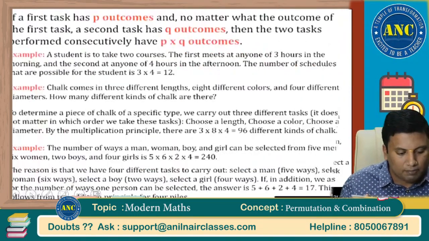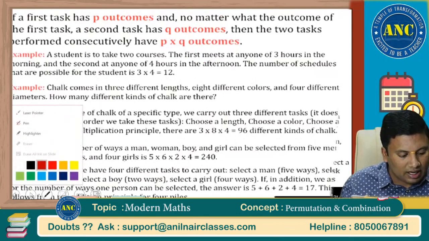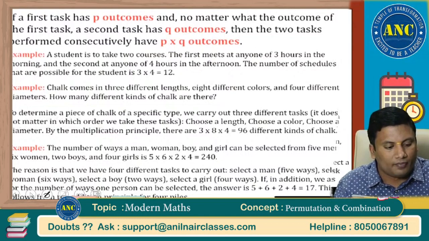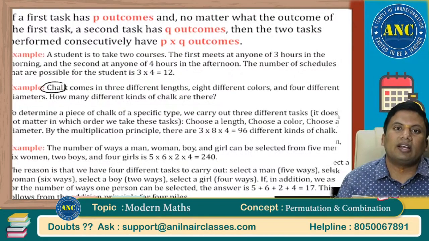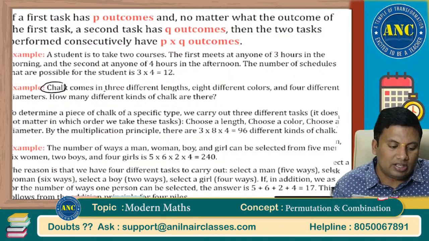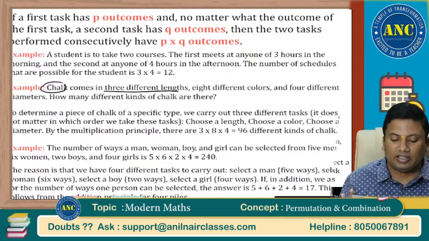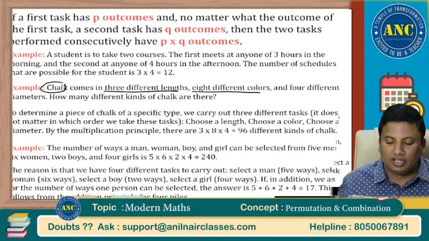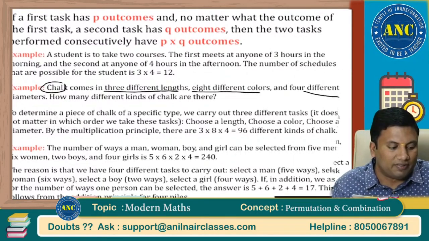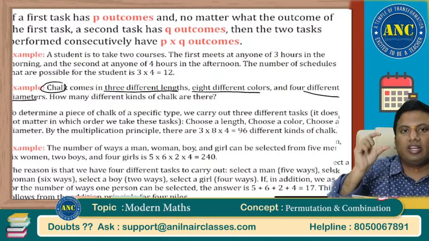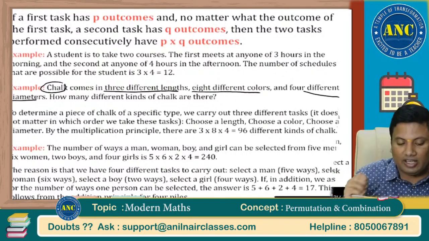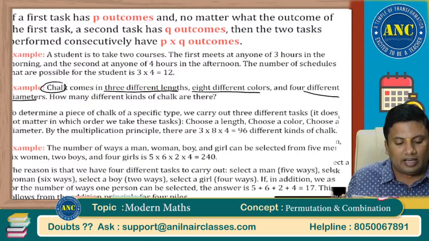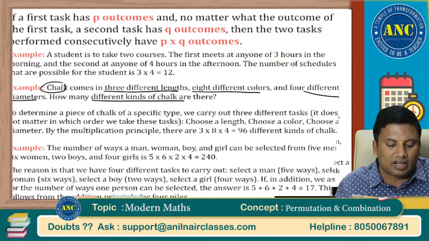Now this is one classical example which I took from the NCERT textbook. Suppose there is a chalk piece. There are three kinds of chalk pieces. Each chalk piece is of 3 different lengths, 8 different colors, and different diameters. Some are thick, some are thin, some are very thin. So there are 3 kinds of chalk pieces available in the market. How many different kinds of chalks are there?